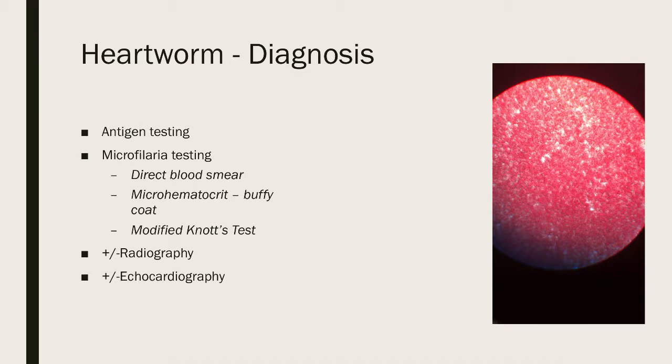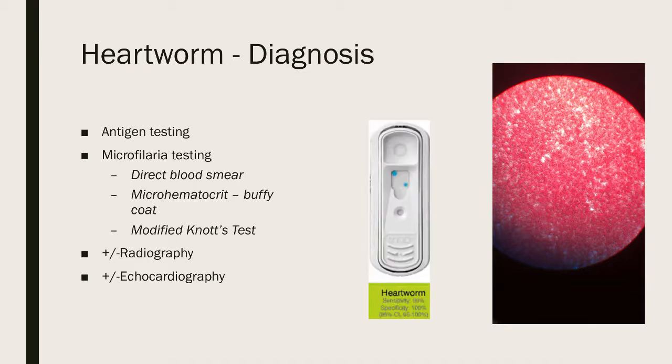Then another way you can do it is via radiographs. You'll see characteristic changes of the vessels and the heart on the radiograph. Again, not as diagnostic for specifically heartworm, but is helpful. Also seeing the little worms on an ultrasound of the heart, so echocardiography. And lastly, here's a little picture of what some of those snap tests look like.